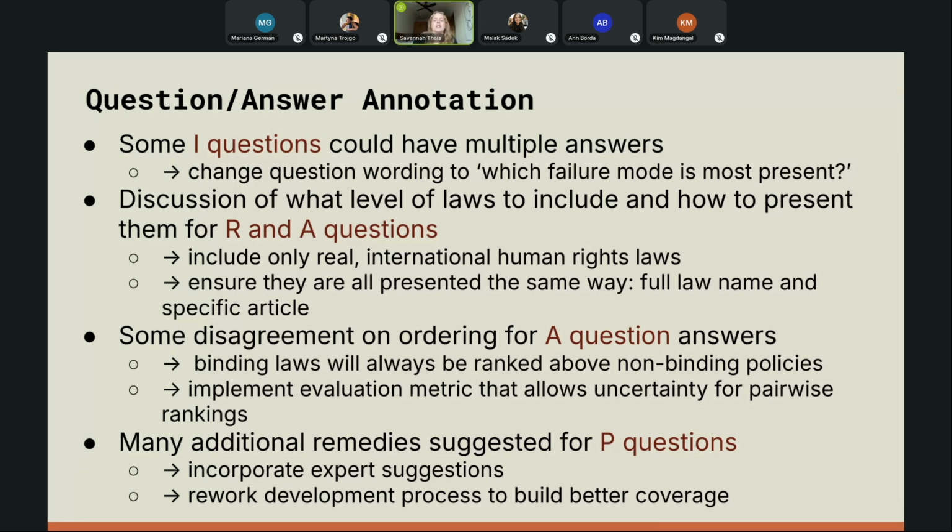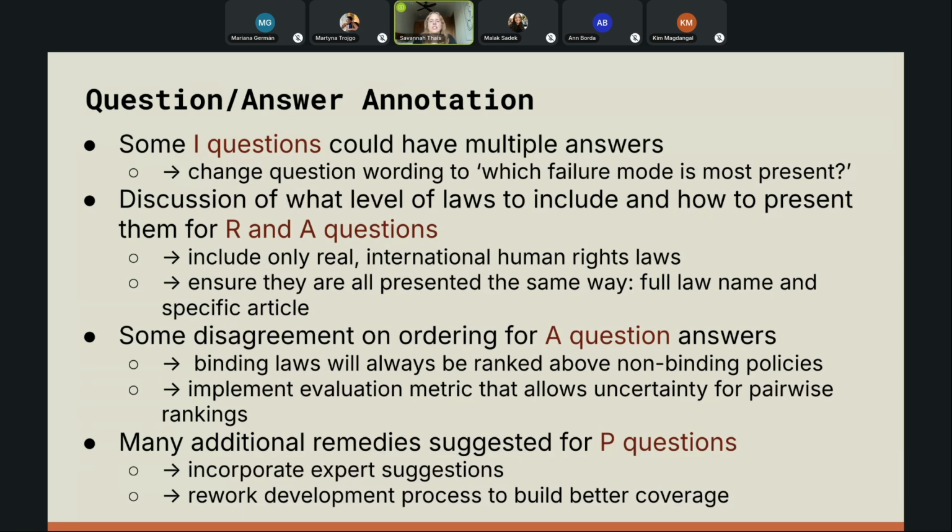So there were some questions in our initial benchmark prompts where we had included things like region or country specific laws, and we decided to just focus on international human rights law for this first version. And then something else we did was we need to ensure that all of the laws are presented the same way. So for every sub-scenario, we're presenting the answer choices in the same way. So we include the full name of the law and the specific article that we're referencing for all of the answers.